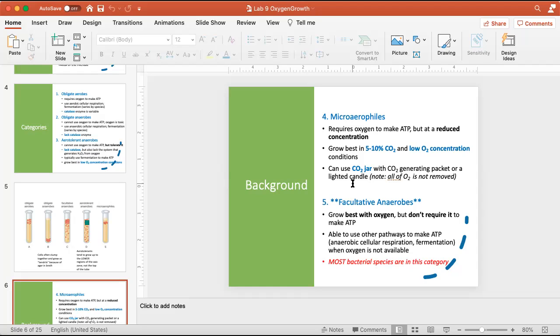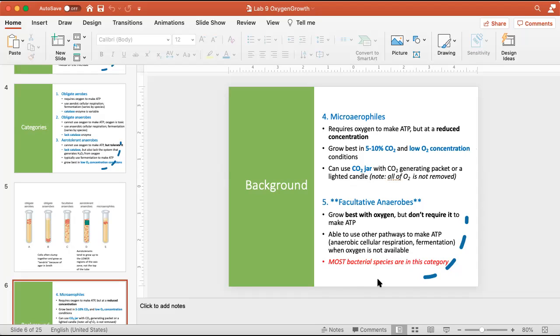And what ends up happening is the candle will burn up a lot of the oxygen, right? And generate some carbon dioxide. So you create a little micro environment in there. But nowadays you can actually purchase a commercial packet that will generate some carbon dioxide and consume some oxygen. It's not taking all of the oxygen away. Remember, microaerophiles want some oxygen. They just don't want a lot of it.